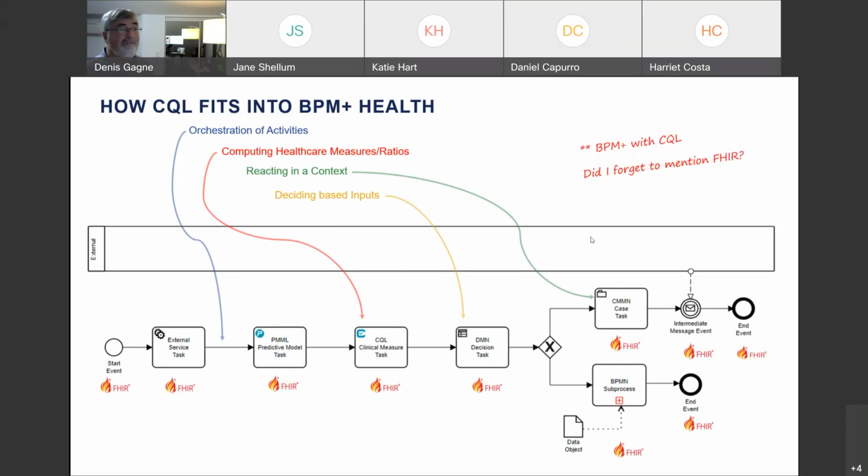And did I forget to mention FHIR? Naturally, with BPM Plus and with CQL, the underlying data and information access would all be relying on FHIR, wherever you are in these processes.